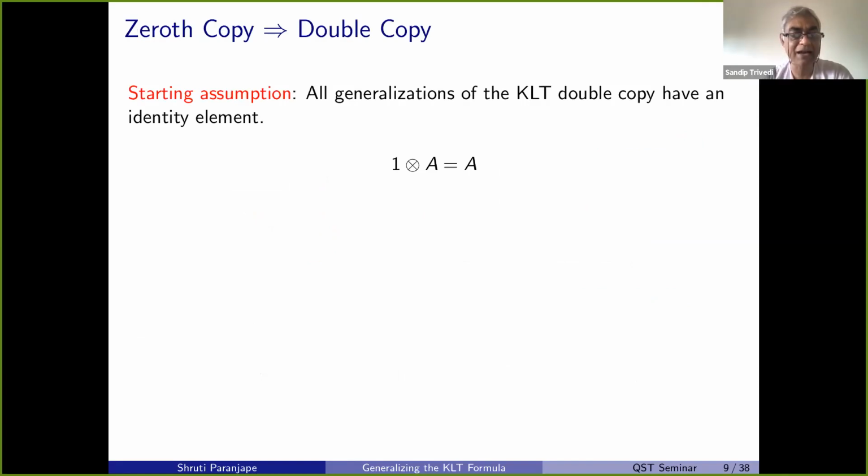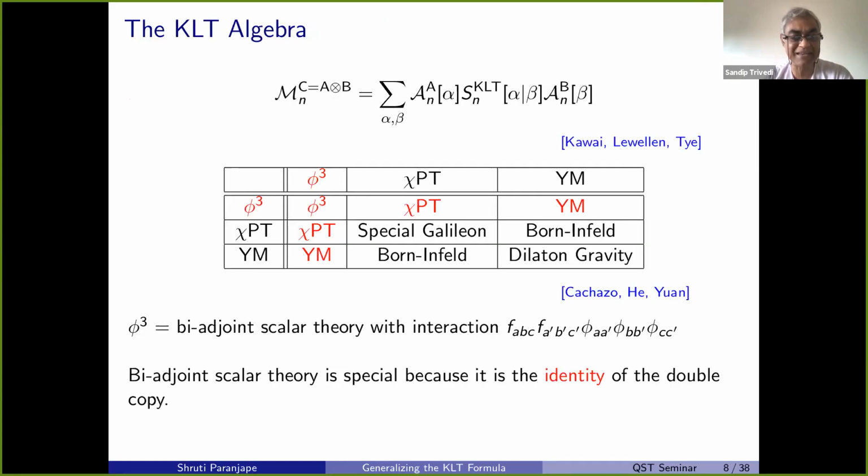Sorry, Shruti, if you can just go back to your previous slide. Will you be explaining this table a little more? Because I didn't understand all the middle entries so well, chiral perturbation theory, how it's connected. Whenever, that would be helpful for me. Sure. So I'm sorry. The phi cubed, as I said, is the bi-adjoint scalar theory. Sorry to interrupt, but can I just ask you about that? The bi-adjoint indices, are they supposed to be flavor or color? Color indices? Color. Okay, good. Thank you.